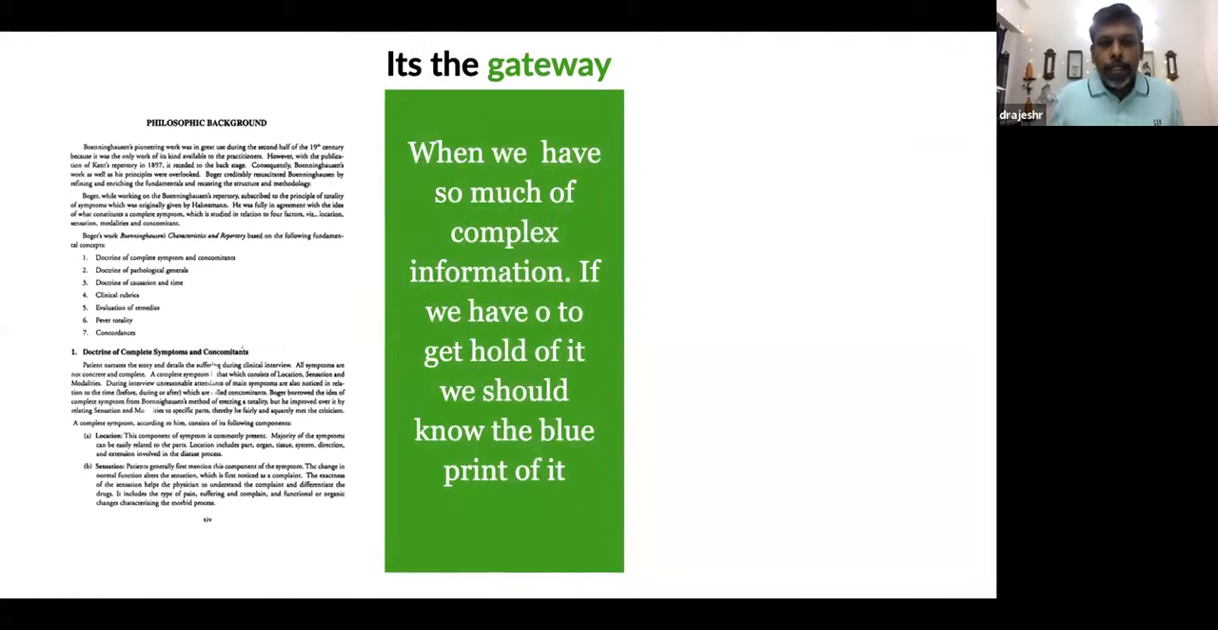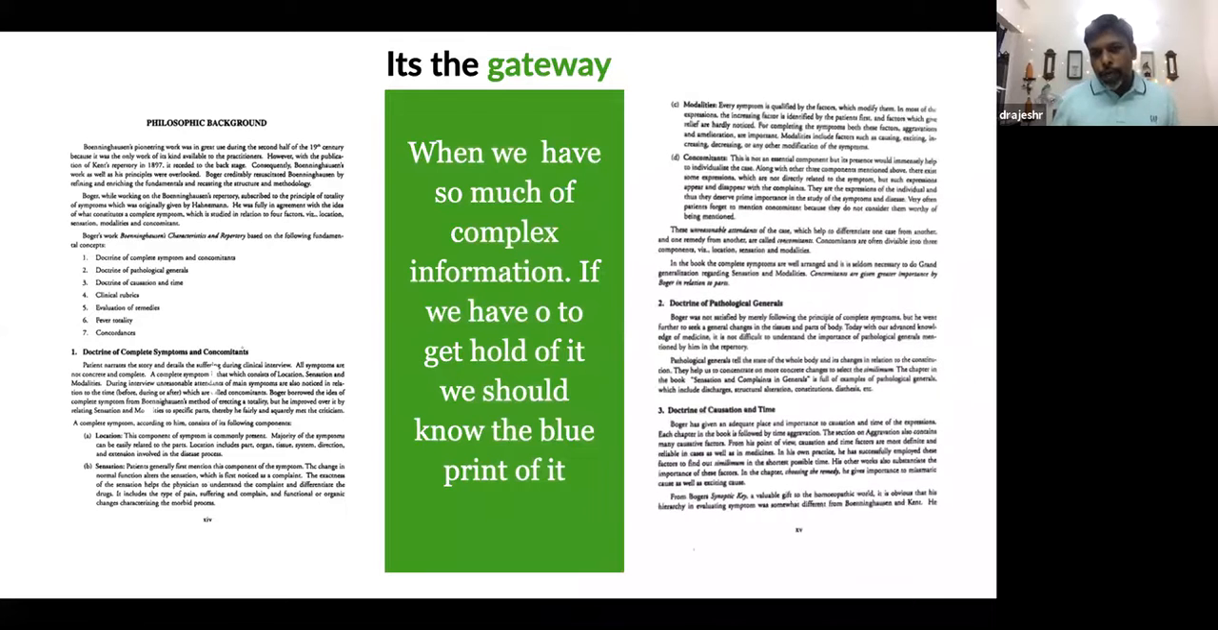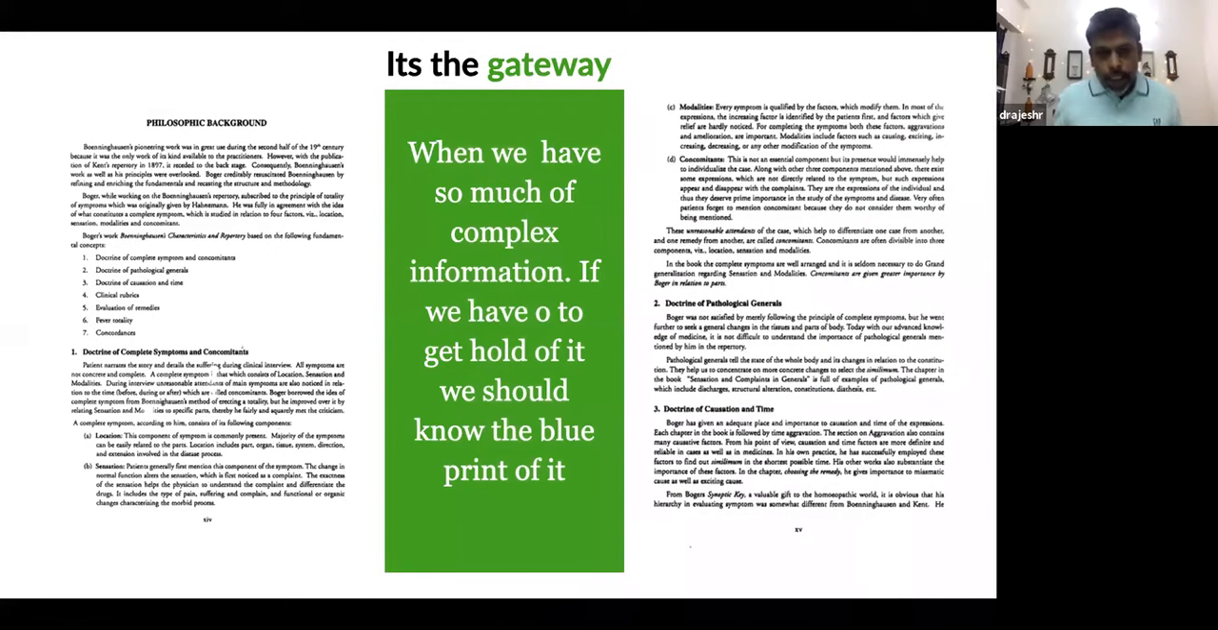we'll have to get into the details of a repertoire or any book for that matter. Before starting, we'll have to check the preface and the introduction of any repertoire for that matter. This is the one that I'm showing you, the introduction of Boger-Bonninghausen's repertoire. And you can see there is a detailed plan of construction given. The philosophical background is there and what are all the things that have been used.